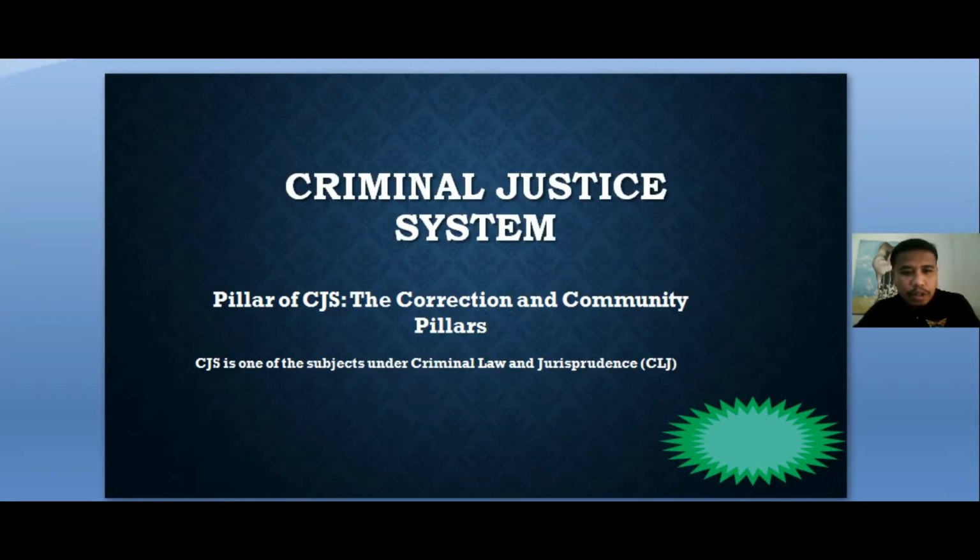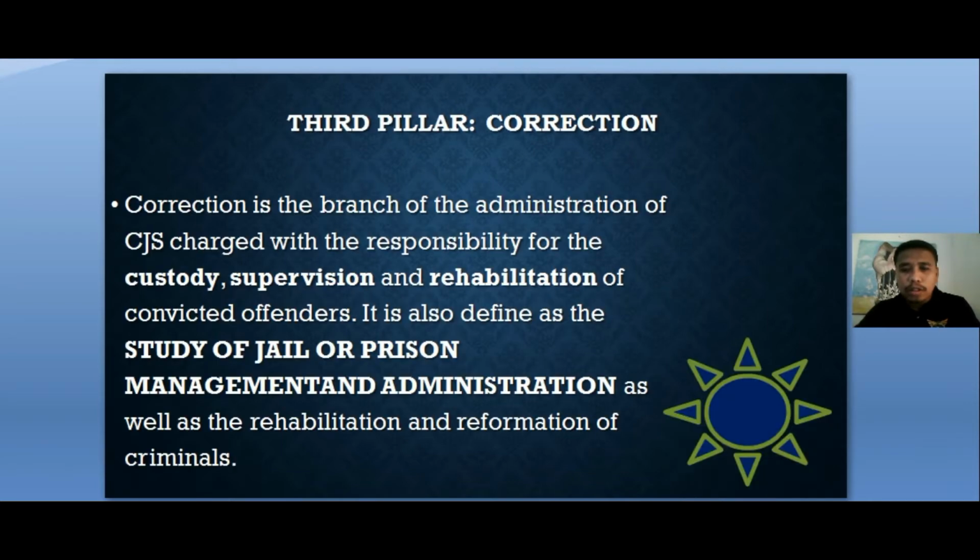This is the last discussion under the subject criminal justice system. In the previous set of discussions, we tackled the first, second, and third pillars of the criminal justice system, specifically the law enforcement pillar, the prosecution pillar, and the court pillar. So today, our discussion will mainly focus on the last two pillars of the CJS, specifically the correction pillar and the community pillar. So let us start first with the correction pillar.